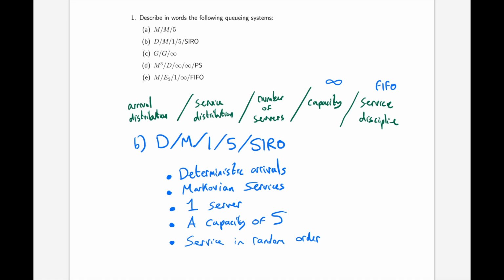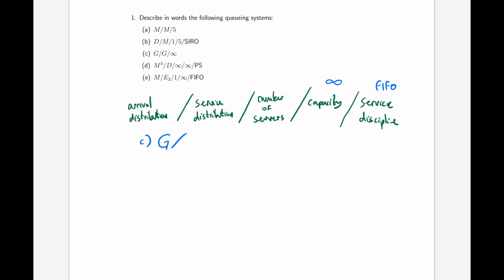C, we have a G/G/infinity system. And of course, this only has 3 components. This is actually a G/G/infinity/infinity/FIFO system. G stands for general. So we have a general arrival distribution. So this could be Poisson, but we're also allowing this queue to be deterministic, to have gamma arrivals, normally distributed arrivals, or something weird and wonderful.